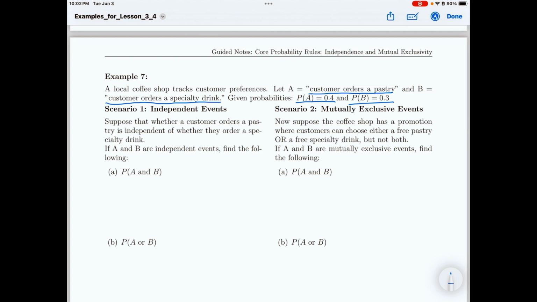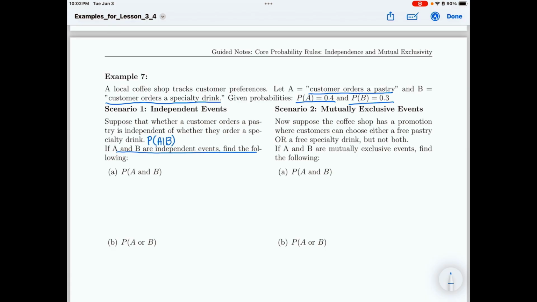Now we're going to complete all the same problems, but we're going to do it side by side, where in one case we have independent events, and in the second case, we have mutually exclusive events. So let's look at scenario 1 first. We're going to assume that A and B are independent events.